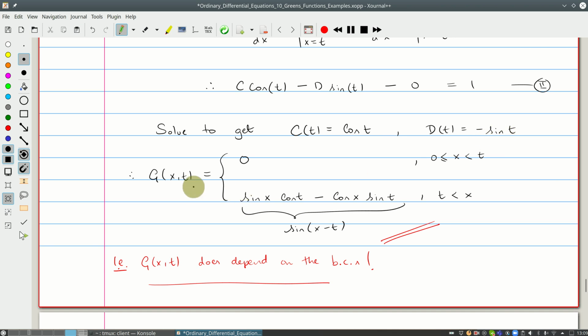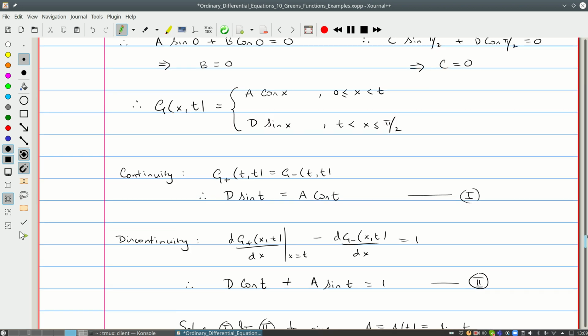You can put it together, so your Green's function now is 0 on the left hand side when x is less than t but greater than or equal to 0, and it's equal to sine of x minus t when x is greater than t. This is quite a different Green's function, if you compare it to the one we had earlier.